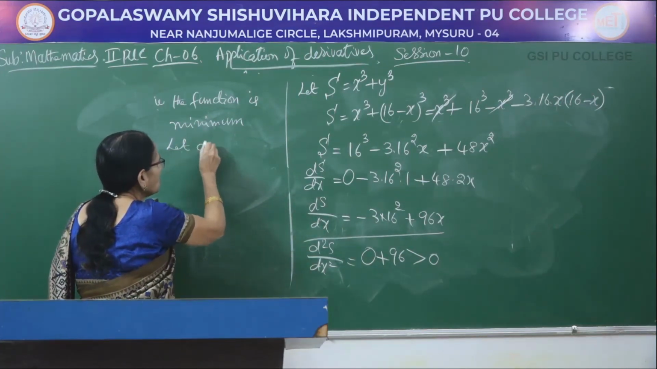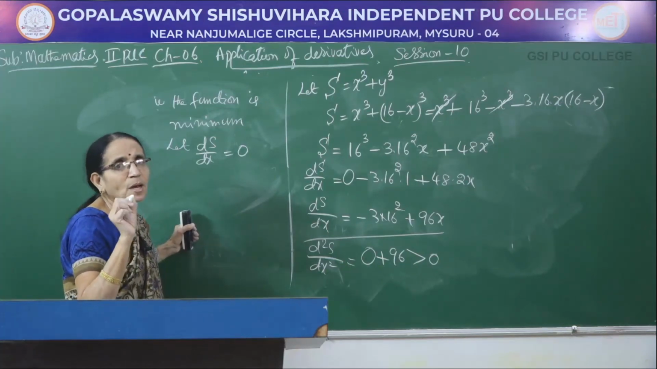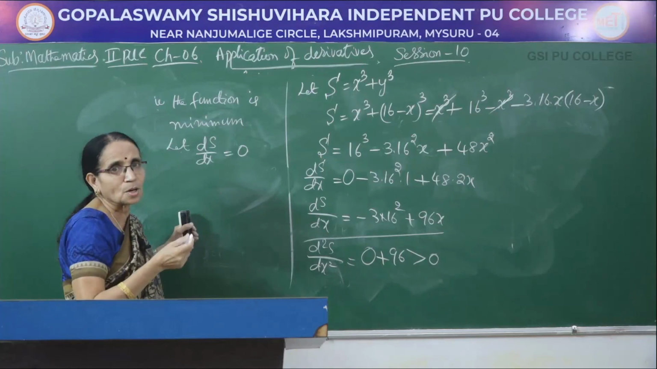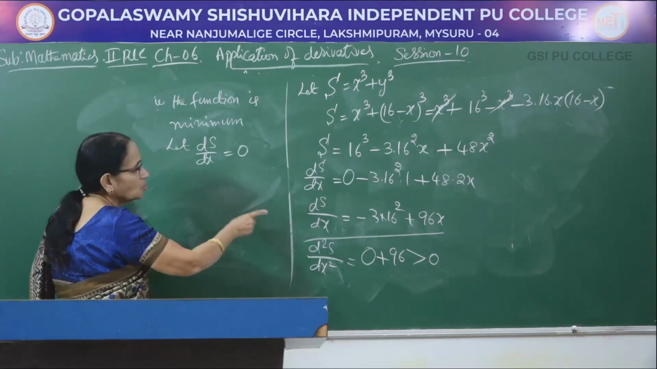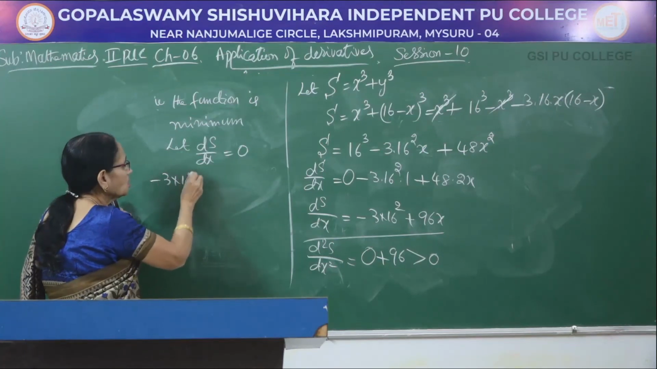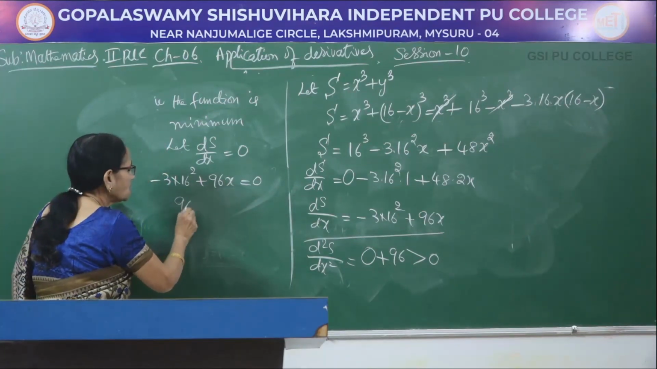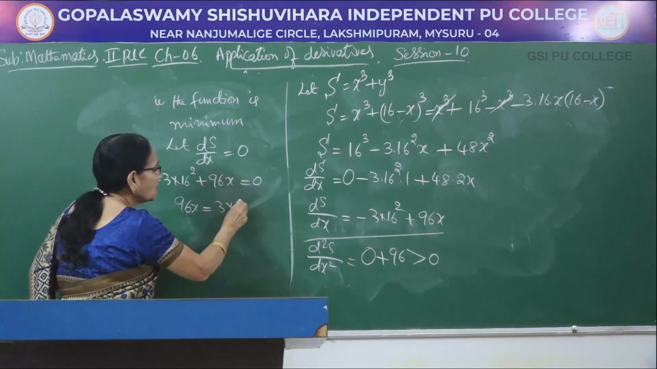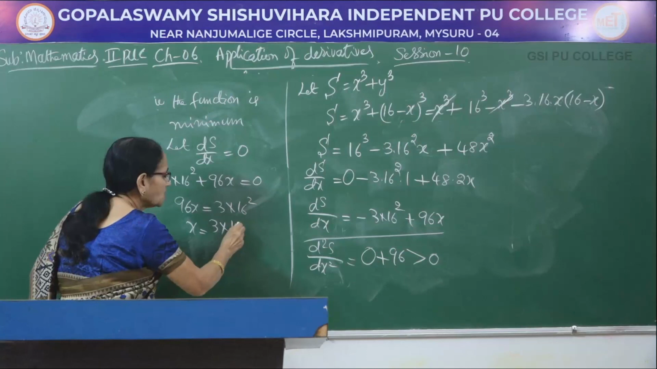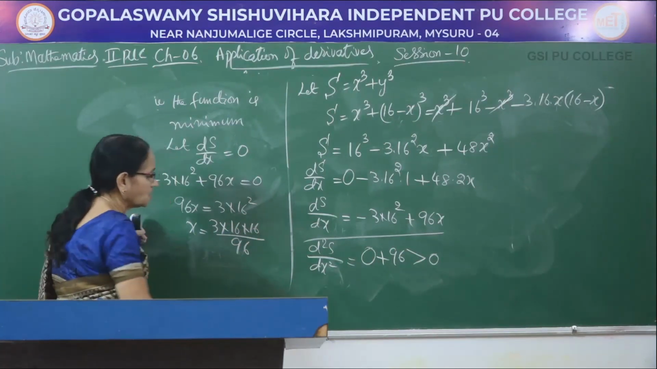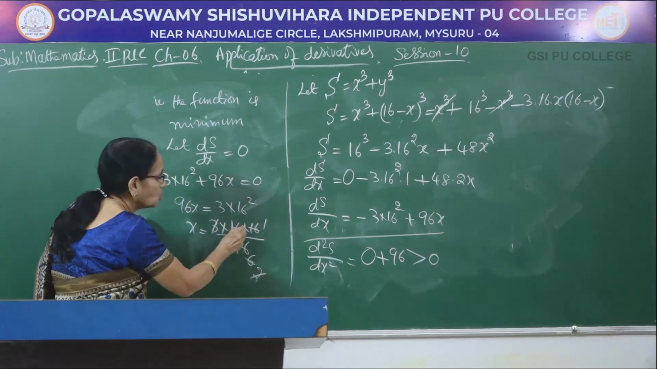Therefore, let me equate the first derivative to 0. Let dS by dx equal to 0 because our problem now is to find the values of x and y, the numbers whose sum is 16 and whose sum of cubes is minimum. So, we have seen that it is minimum. And now, what is dS by dx? Minus 3 into 16 square plus 96x equal to 0. That means 96x, shifting the other number to the other side, is 3 into 16 square. It is nothing but arithmetical calculation. x would be equal to 3 into 16 divided by 96, which is 8.